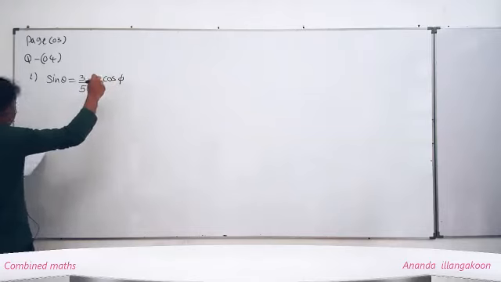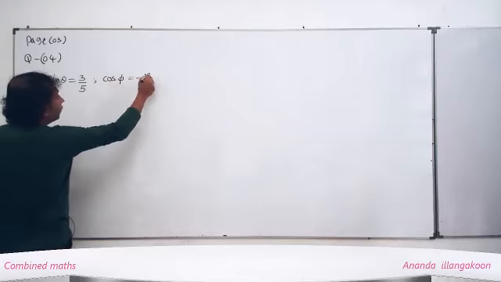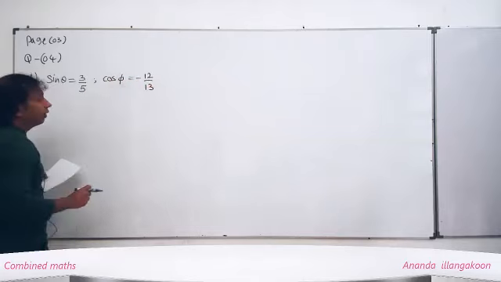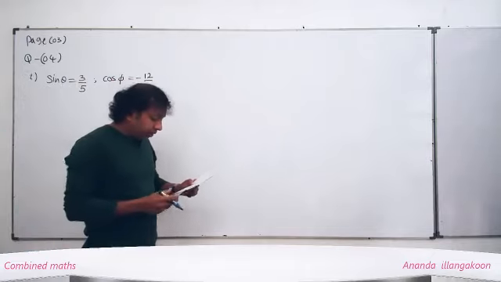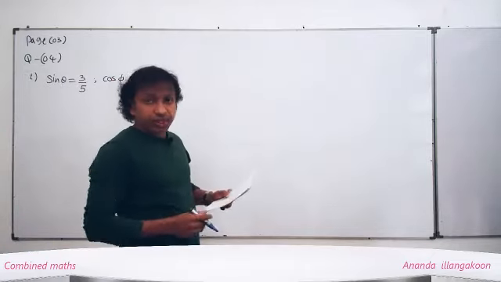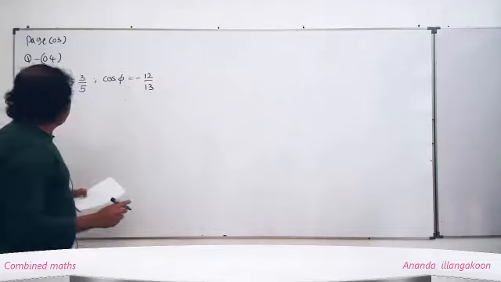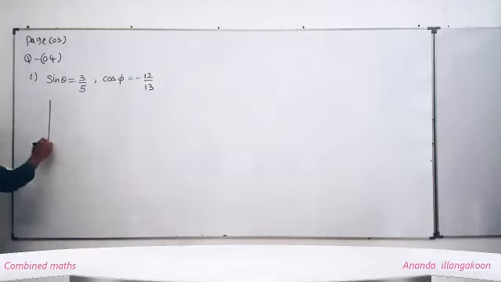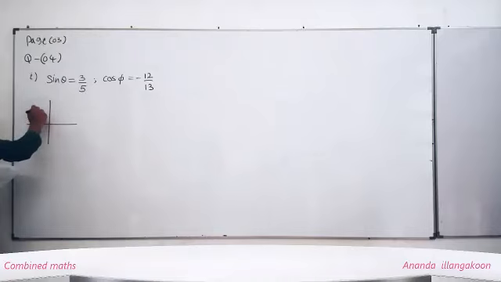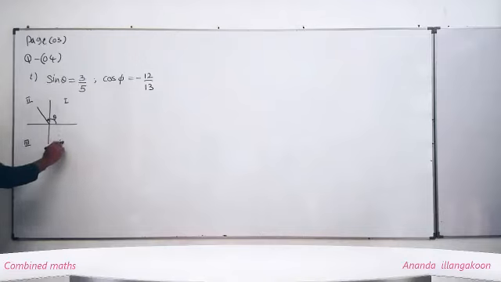Cos phi is minus 12 by 13, where theta and phi both lie in the second quadrant. Theta is an angle which is in the second quadrant, like this, no? OP should be here in the second quadrant. This is theta.